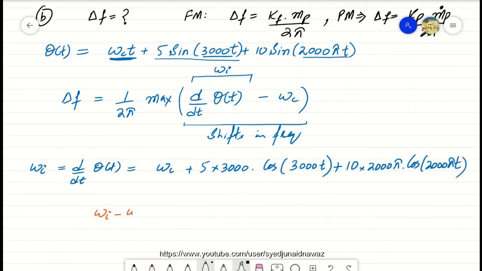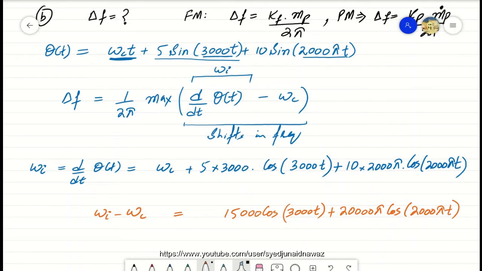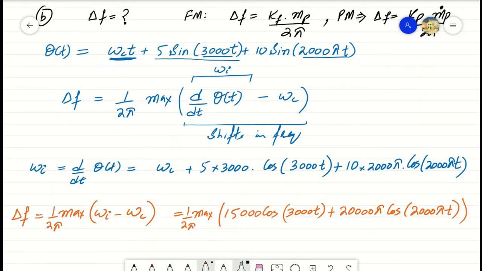Therefore, omega i minus omega c, representing the shifts being experienced in the instantaneous frequency of this exponential modulated signal, is equal to 15,000 cos of 3000 t plus 20,000 pi cos of 2000 pi t. If we take as the next step the peak value of this signal, that is the maximum value of the shift, we can obtain the peak frequency shift experienced in this signal. And if we divide it by 2 pi, then we can obtain the peak frequency deviation experienced in this exponential modulated signal.